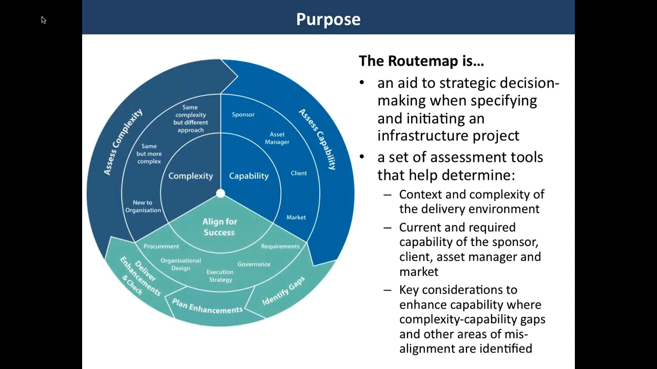The assessment tools support the alignment of the sponsor and client organization's capability to meet the degree of challenge during initiation and delivery of the project. To put it another way, the route map provides an objective and systemic approach to project initiation, founded on a set of assessment tools that help you determine the complexity and context of your delivery environment, unique to each project, the existing and required sponsor, client, and asset manager and market capabilities, their level of alignment and any gaps, and also the key considerations to enhance that capability where complexity and capability gaps have been identified.